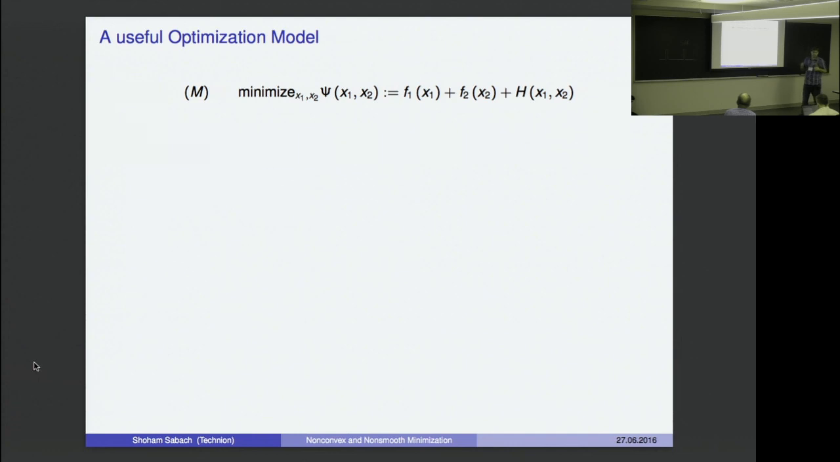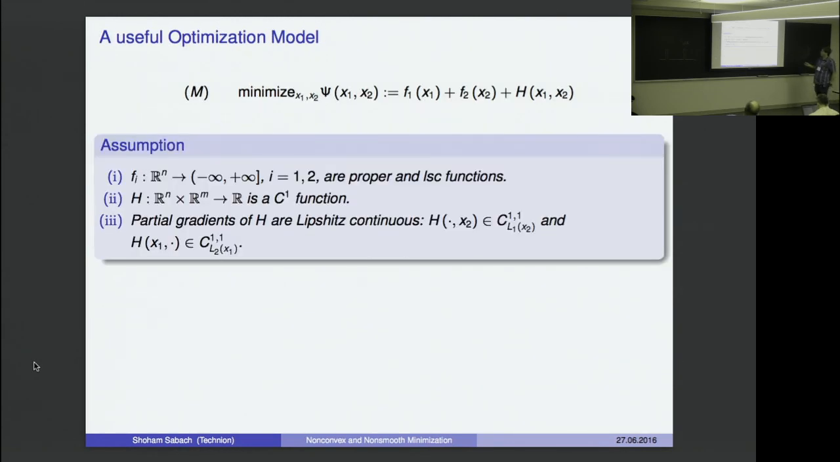Okay, so let's discuss the model. As I promised, I want to discuss a quite general model in optimization that captures a lot of applications, but of course not all of them. And actually the model is very simple. It consists of three functions. The first two functions, f1 and f2, are proper and lower semi-continuous. And it's important that they are separable over the blocks of variables.